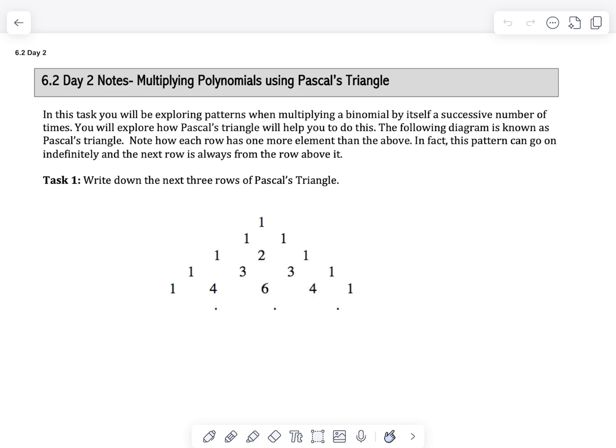All right, this lesson is on multiplying polynomials using Pascal's triangle. In this task, we'll be exploring patterns with multiplying a binomial by itself a successive number of times. We'll explore Pascal's triangle to help you do this. The following diagram is known as Pascal's triangle. Note how each row has one more element than the one above it. In fact, this pattern can go on indefinitely, and the next row is always built from the row above it.